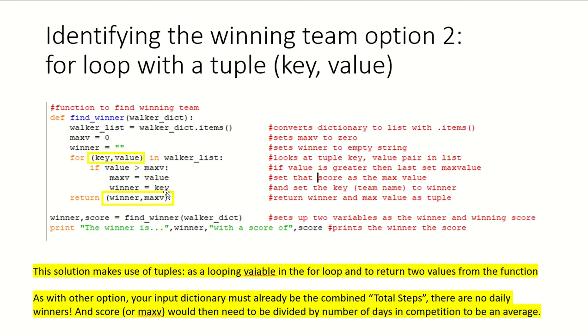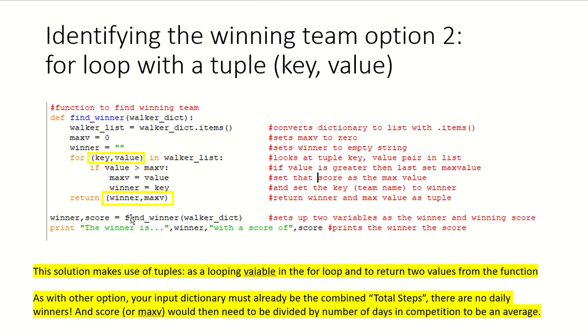If you threw in a print statement here, you could see who's the winner at any given time, before all the tallies come in. And then a two-item tuple is also used to return those winner and max V values from the function.